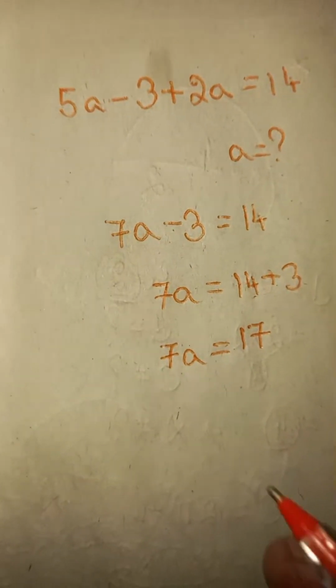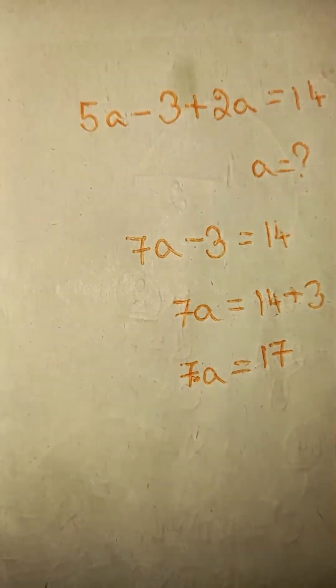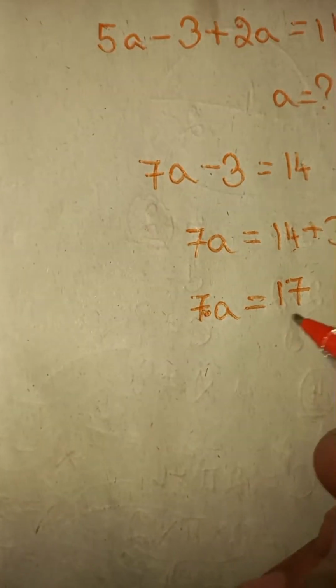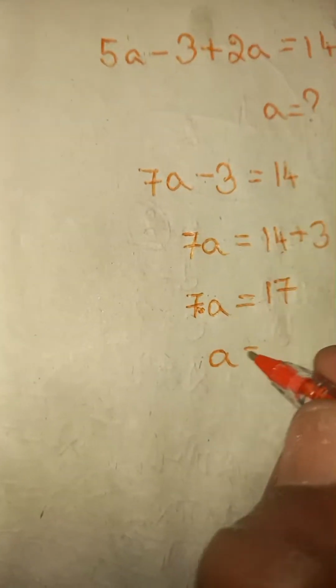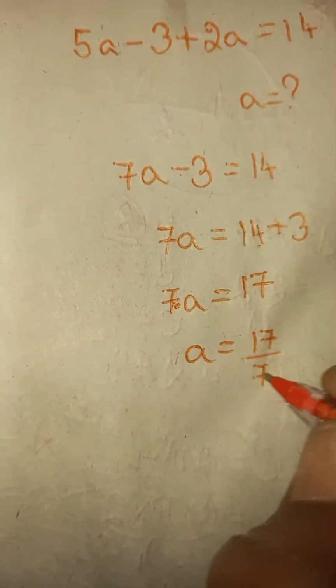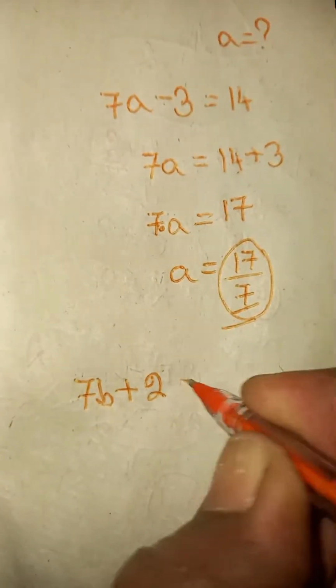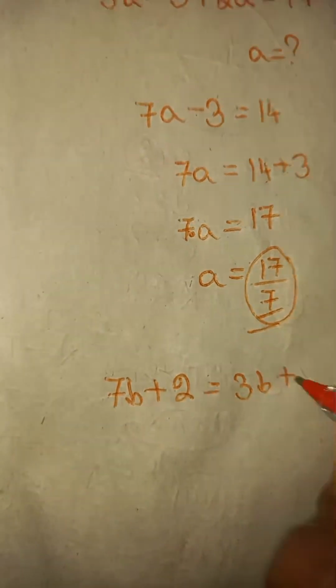Now 7a can be written as 7 times a. Here this 7 goes to that side and comes in the denominator. So a becomes equal to 17 by 7. Let's take one more problem. Here you can take 7b plus 2 equal to 3b plus 10.